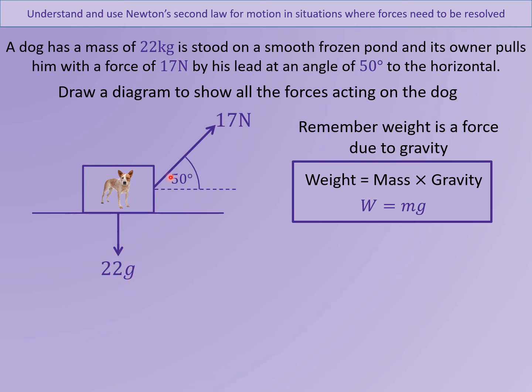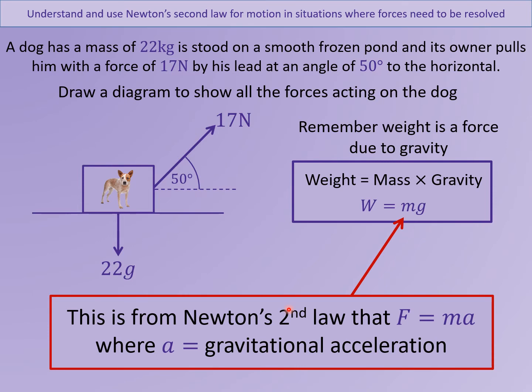Okay, so that's fine. Now we've got the owner pulling off with 17 newtons. We've got the dog pushing down on the earth with 22 G newtons, 22 times 9.8 newtons. So if they're the only two forces acting on it, what's going to happen to the dog now? So pause and have a think. What would happen to the dog now?